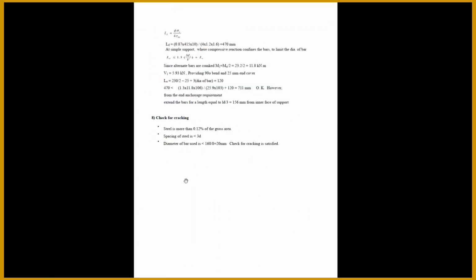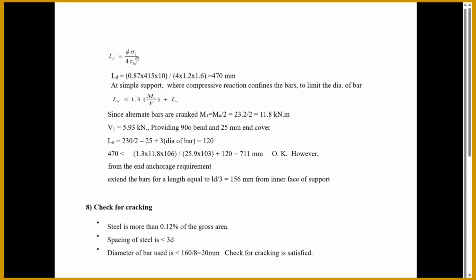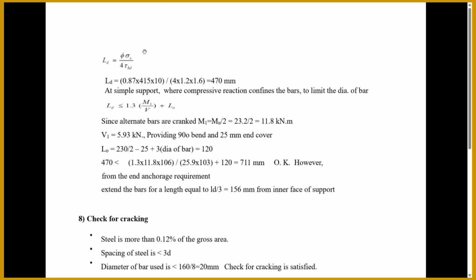Next is the development length check. This is the development length formula. LD is equal to sigma s upon 4 tau BD, where tau BD is the design bond strength. As our LD is equal to, we will consider sigma s equal to 0.87 into Fy, and the diameter is also given as 10 divided by 4. Tau BD means 1.2 into 1.6, and the result is 470 mm.